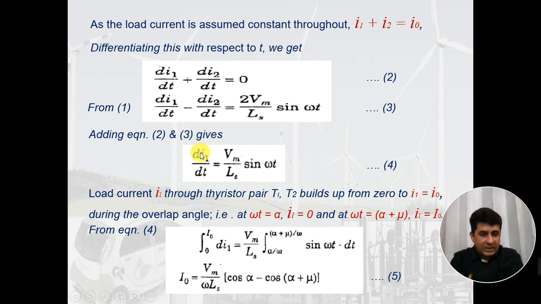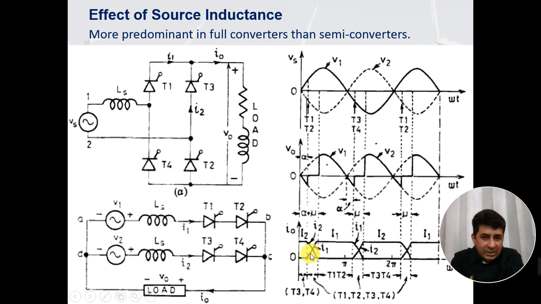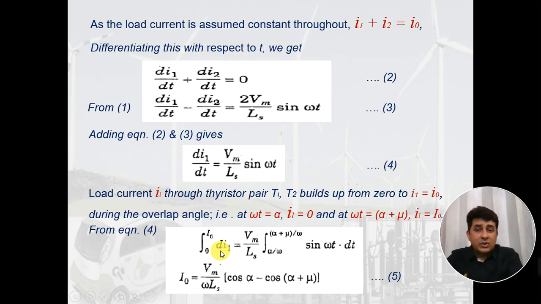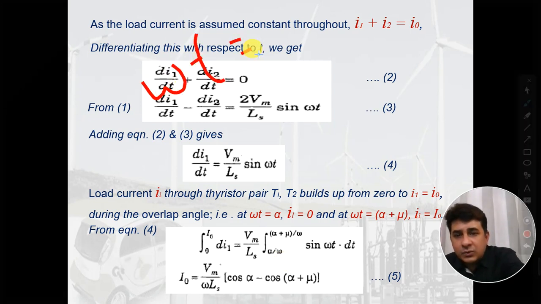This current I1, let me go back to this figure. Please note that this current I1 is rising from 0 to I0. This value is 0, and this point is point alpha, because here it is triggered. So at alpha, the current I1 is 0, whereas at alpha plus mu, this complete angle is alpha plus mu, this current I1 is equal to I0. So that means the current I1 is rising from 0 to I0 in a duration of omega t equals alpha to alpha plus mu. So omega t equals alpha means t is equal to alpha by omega.